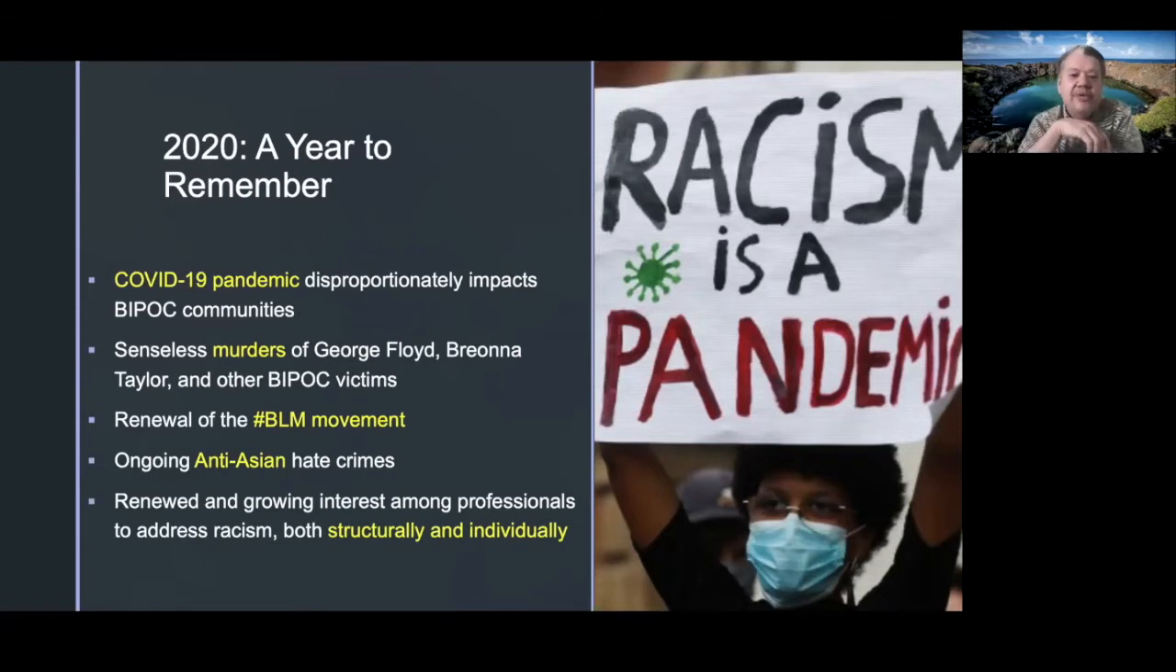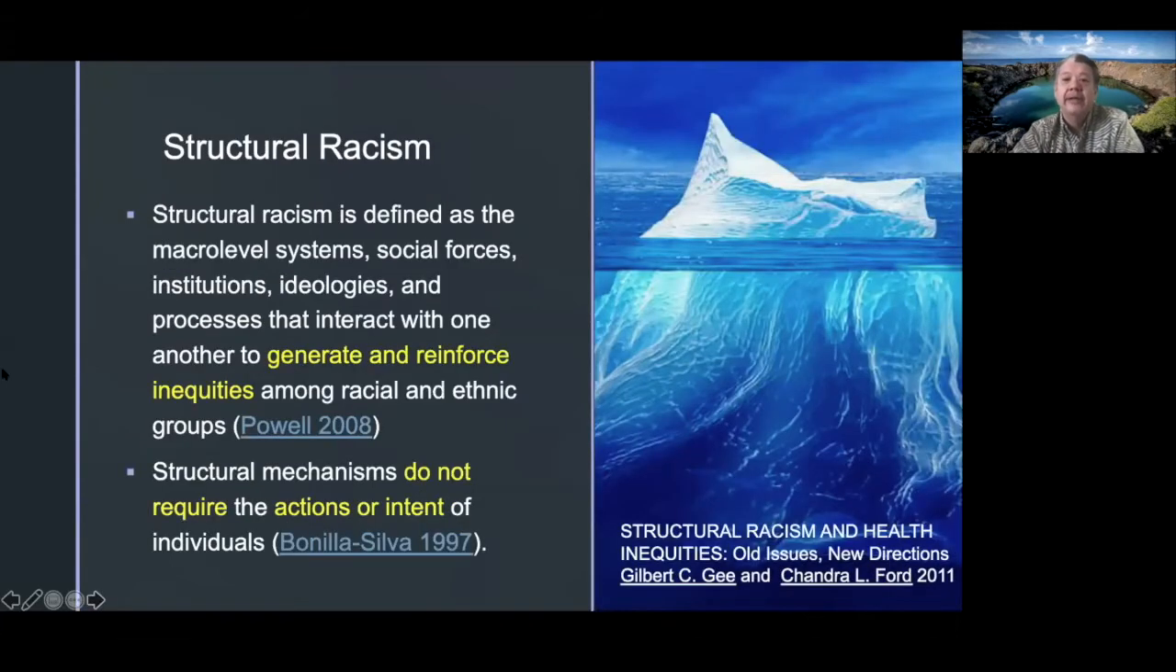There's also this renewed and growing interest now, because of all that we've seen in 2020, to finally address racism. And I believe that the conversations are now finally moving beyond how do we change individuals to how do we change systems. And that's one of the things that I'm most excited about, of what 2020 taught us.